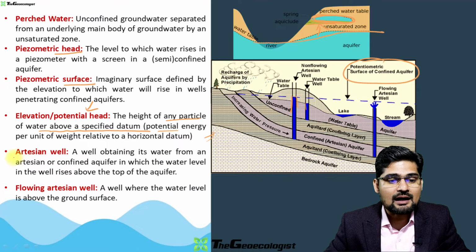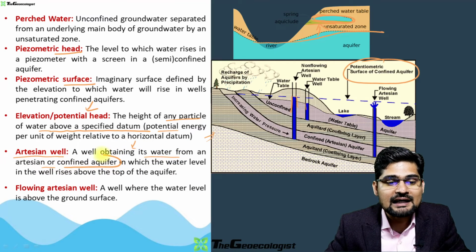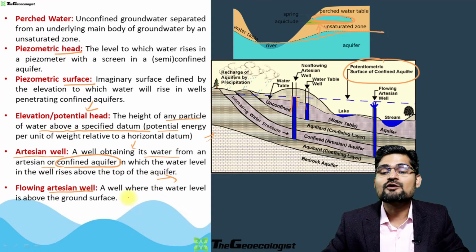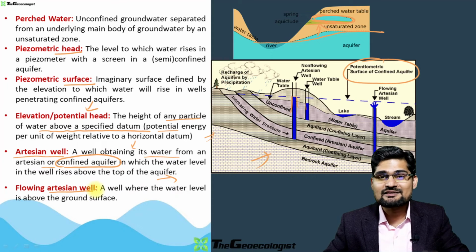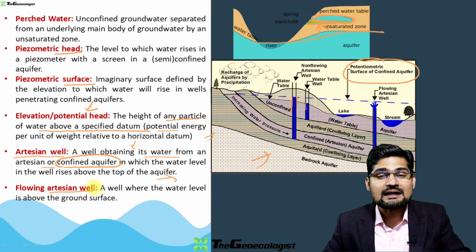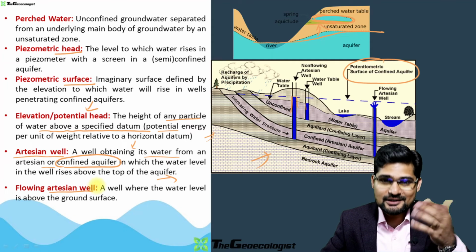Now let's look into the artesian well. A well obtaining its water from an artesian or confined aquifer is called an artesian well. Flowing artesian well, obviously here the flow is involved. So you can look into the images yourself and see these words. Remember these words because these words will again and again come into the discussions in the lectures to come.